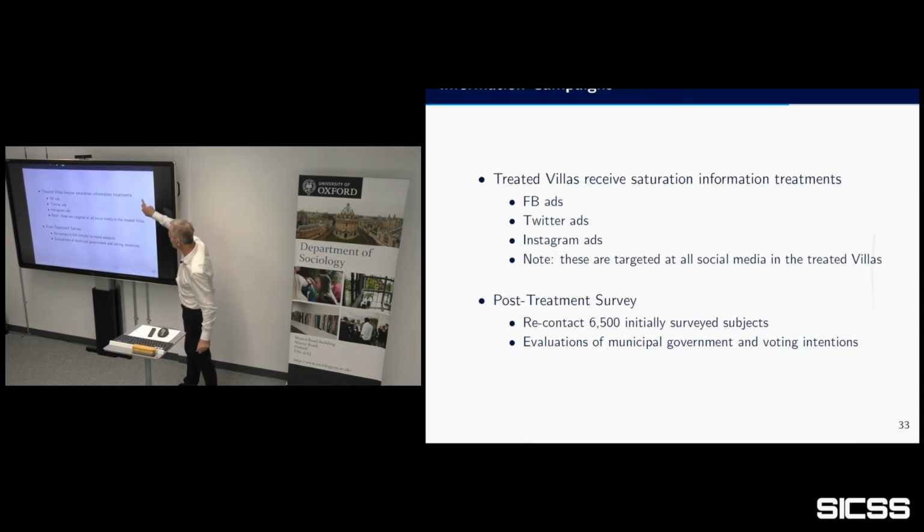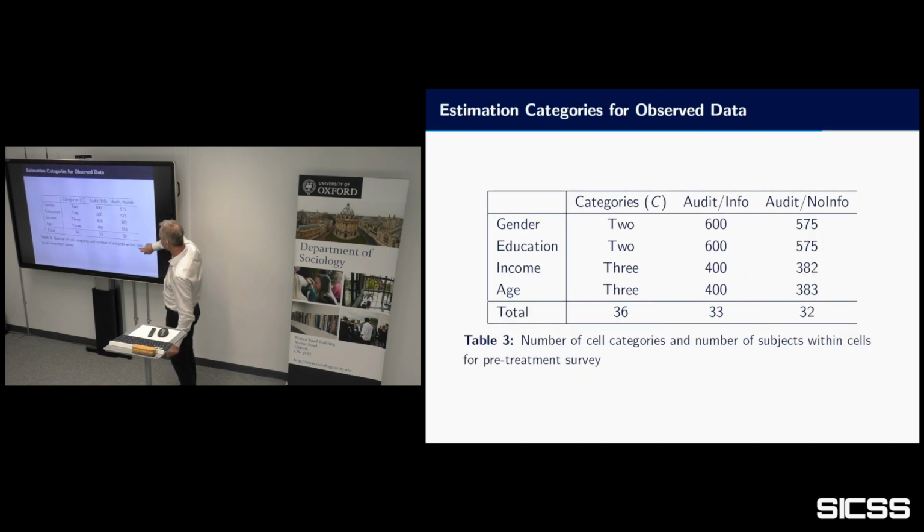And then I have 1 minute, so I'll just wrap up. We'll do the average treatment effects. That's all. The idea is we'll do post-stratification, which Roberta's already talked to you about, but you can think we'll have some very, not too broad, about 36 cells in our post-stratification frame: 2 gender, 2 education, 3 income, 3 age, and these are the cells generated by each of these categories. And then we'll have about 33 individuals from the 6,500 in each of these, in the audit information cell breakdown and in the audit no information cell breakdown. So these are the cells on which we will be estimating the post-stratification model.